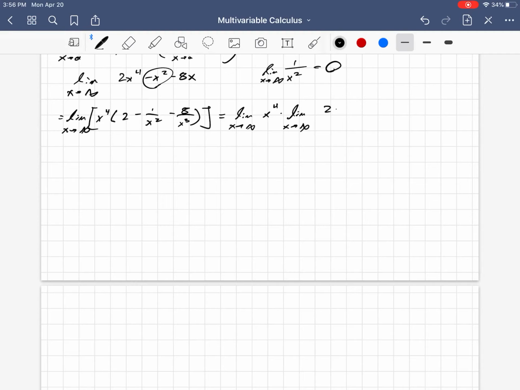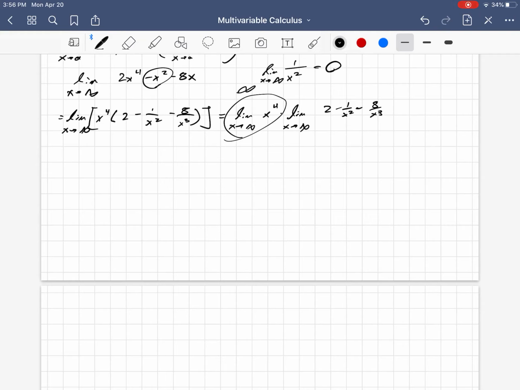Now, this is the limit of a product, so we can make this the limit as x approaches infinity of x to the fourth times the limit as x approaches infinity of 2 minus 1 over x squared minus 8 over x cubed. Okay, this limit here, as x gets bigger and bigger, this 1 over x squared goes to 0, and the 8 over x cubed goes to 0. So you just get 2 for that limit.